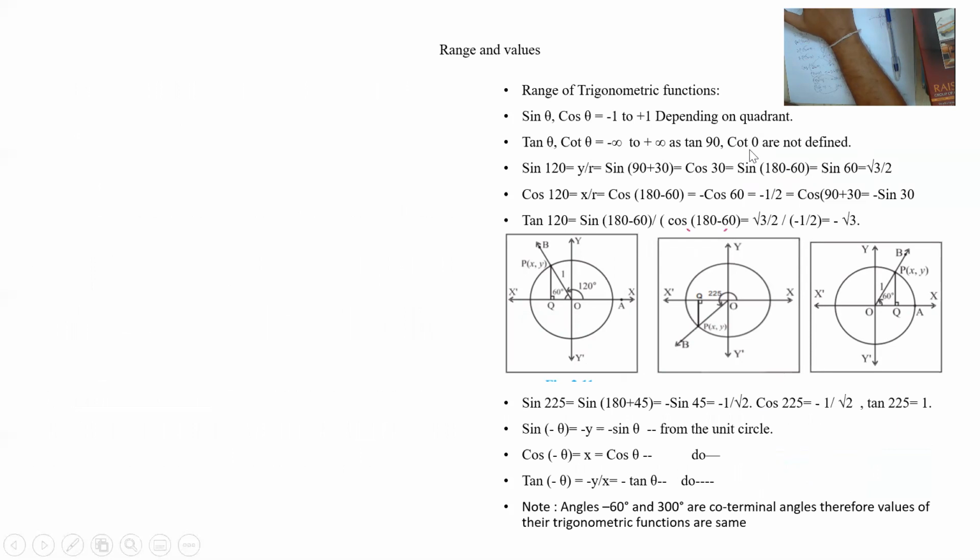Now tan theta and cot theta range from minus infinity to plus infinity. Tan 90 and cot 0 are not defined. Let us find out what sin 120 is. Sin 120 can be written as sin 180 minus 60, which is sin 60, and sin is positive, or sin 90 plus 30, or cos 30. So it can be cos 30 or it can be sin 60. Both are the same: root 3 by 2, and this is positive, being in the second quadrant.